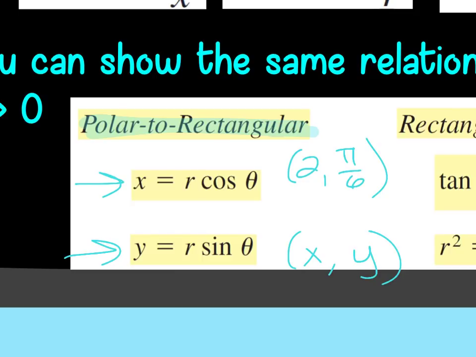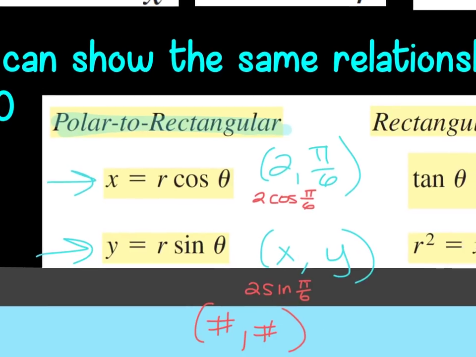So in order to get there, I would get 2 cosine pi over 6, and I would get 2 sine pi over 6. And this is why you have to know the x and y's around your unit circle, because then you'll plug those values in, simplify it, and get your answer, which would be in coordinate form, okay? So that's polar to rectangular, which we'll work out an example in a second.